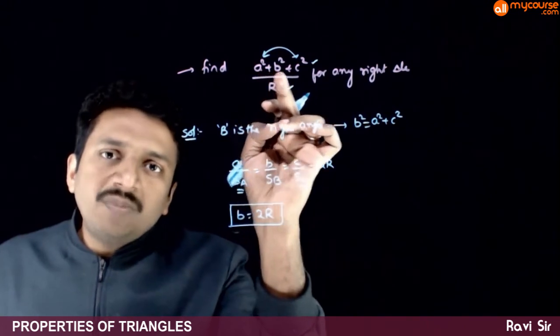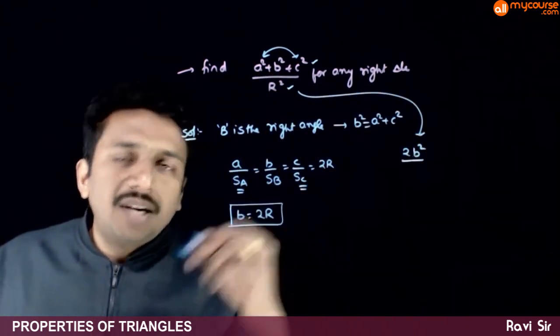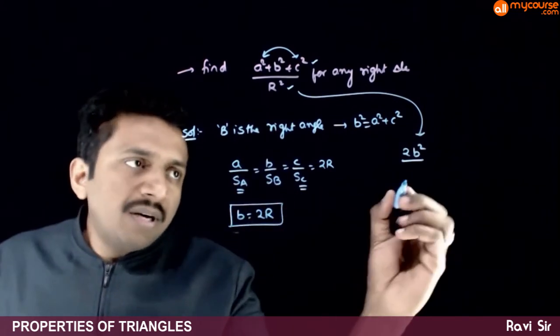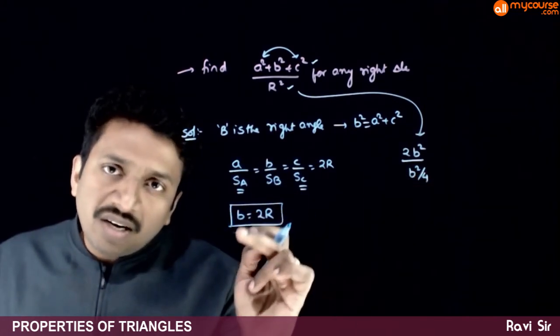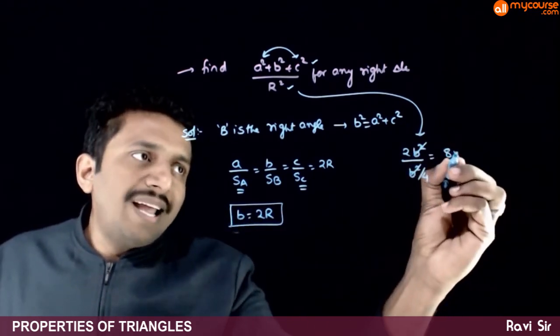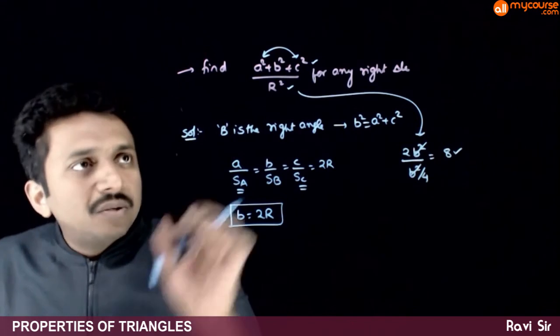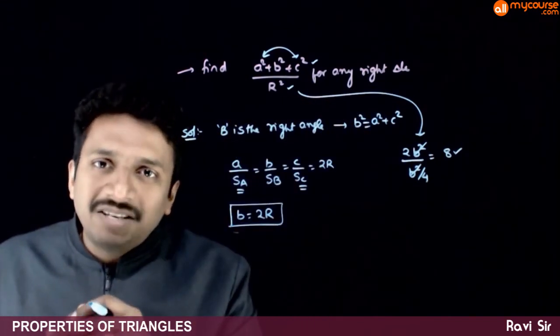So this a square plus c square becomes another b square. So a square plus b square plus c square becomes 2b square divided by R square, and R square is nothing but b square by 4, right? R square is b square by 4. So b square gets cancelled. You get 8 as the answer. So in any right angled triangle, this value will always be equal to 8.